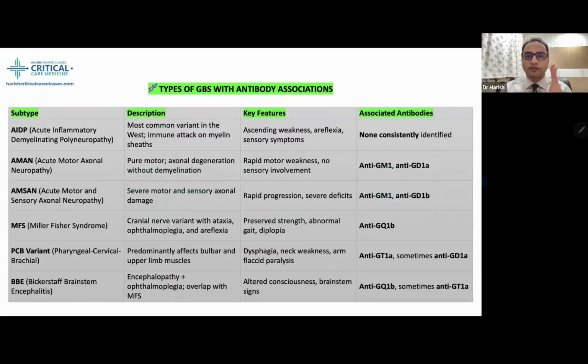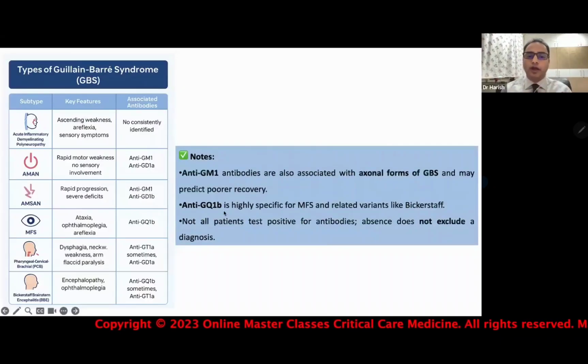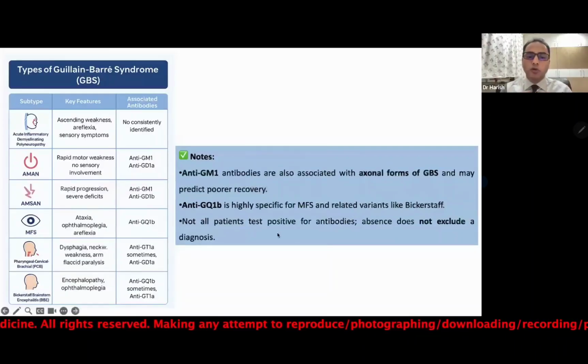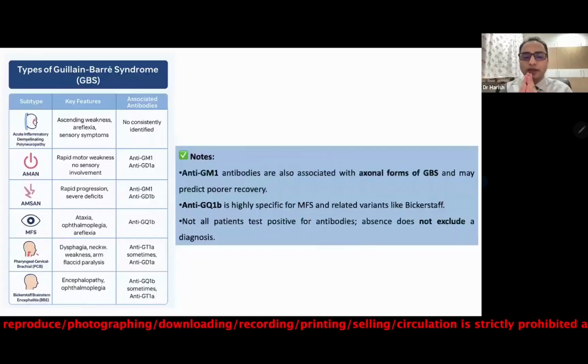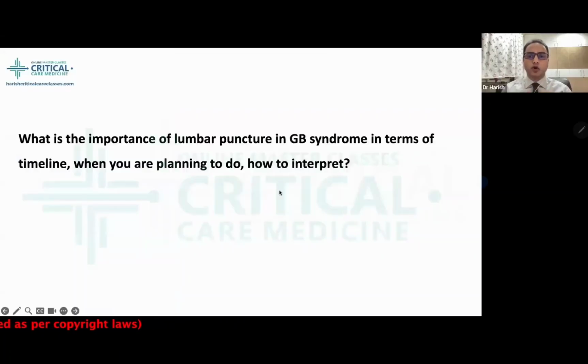So this is the classification. At least you should know the major differences and the major classification. Note that anti-GM1 antibodies are also associated with axonal forms of GBS and may predict poor recovery. Anti-GQ1B is highly specific for Miller-Fisher variant and related variants like Bickerstaff brainstem encephalitis. Not all patients test positive for antibody, and absence of antibody does not exclude the diagnosis, so your diagnosis is going to be clinical. Next is neurophysiological nerve conduction studies, very very important. Now let's move on to the question.